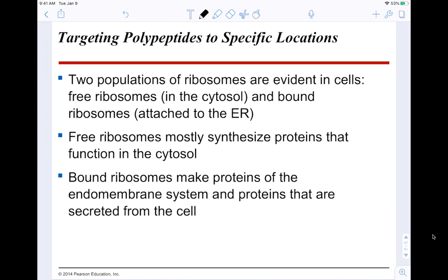So, targeting polypeptides to specific locations. Two populations of ribosomes are evident in our cells. You have free ribosomes that are just floating around in the cytosol. And then you have bound ribosomes that are going to attach to the ER. That's what makes the rough ER.